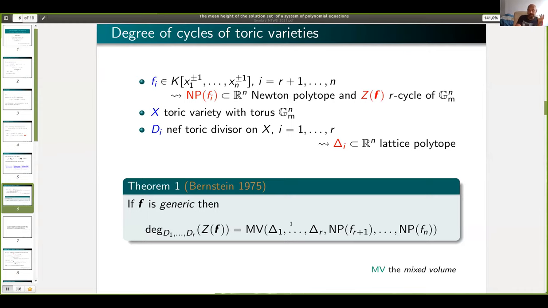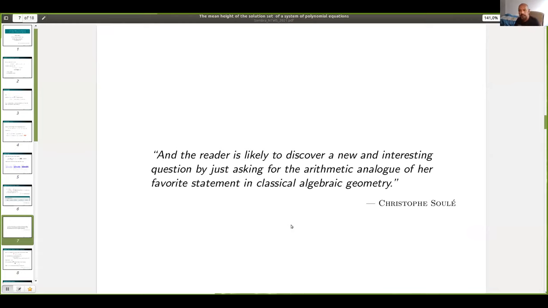So in any case, I want to recall a famous quotation by Christophe Soulé. Soulé is one of the founding fathers of Arakelov geometry, which is the branch where I am treating this problem. So he said, I will read it: the reader is likely to discover a new and interesting question by just asking for the arithmetic analog of her favorite statement in classical algebraic geometry.